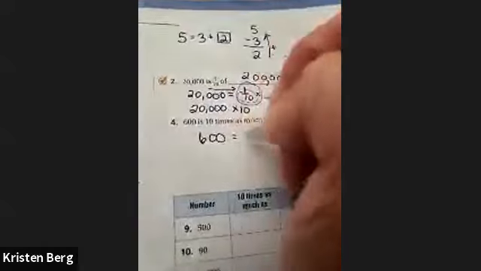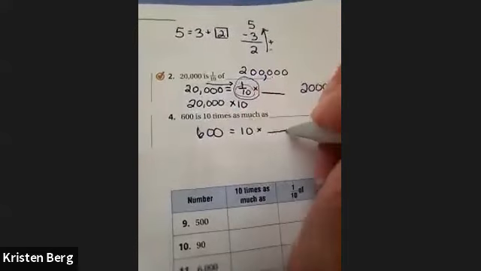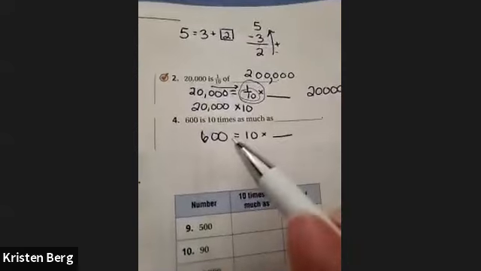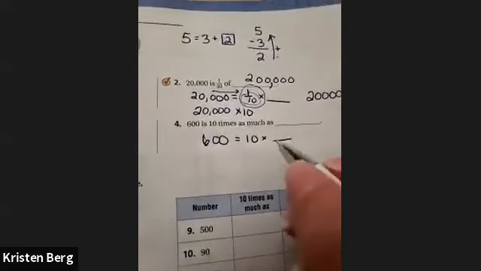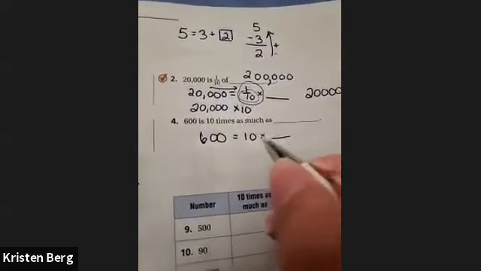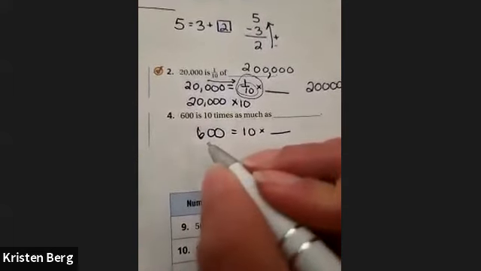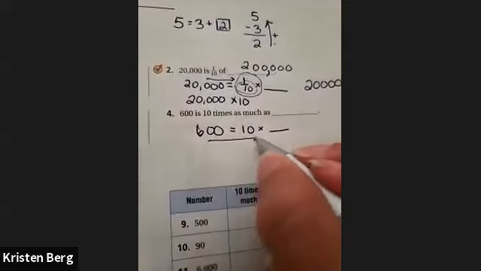Next, this one is you would take 600 is 10 times as much as blank. So here's another one of those problems. 600 is 10 times a blank. So therefore, again, they gave us the answer. So we have to work backwards again.